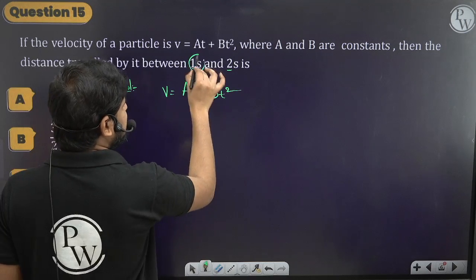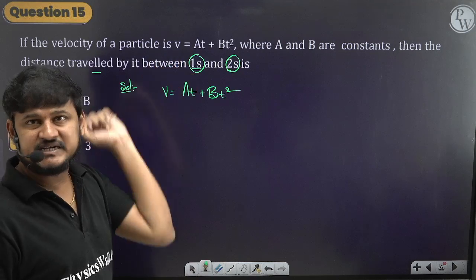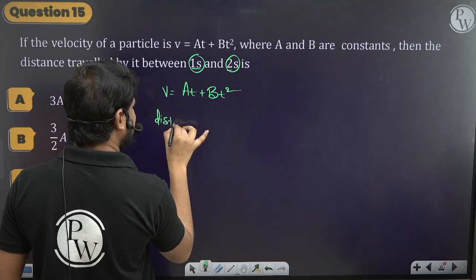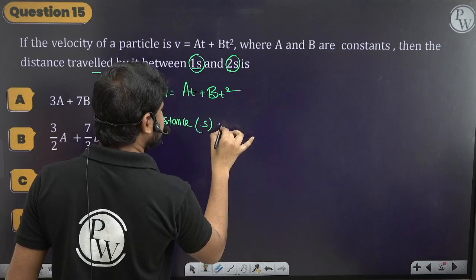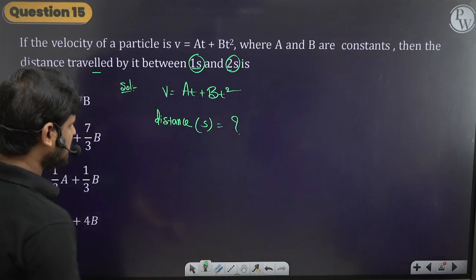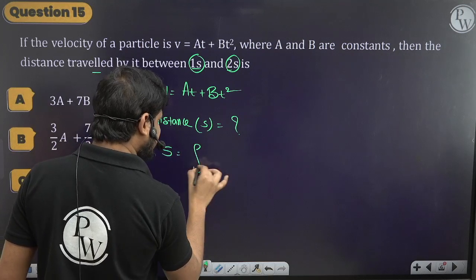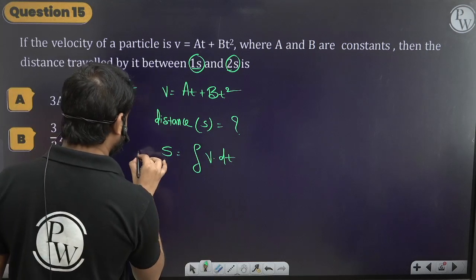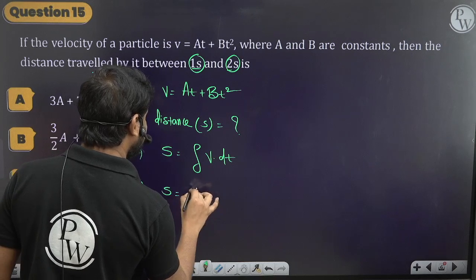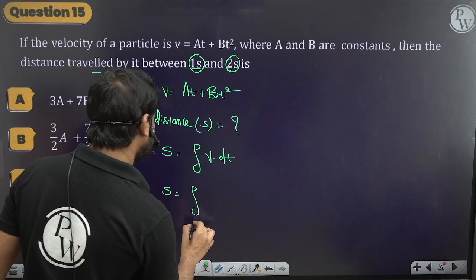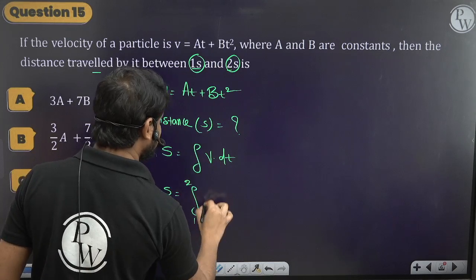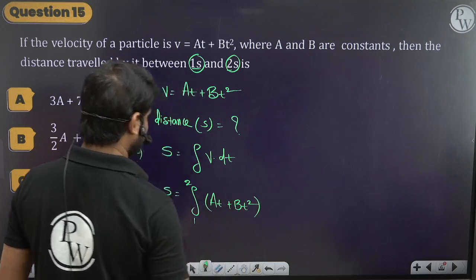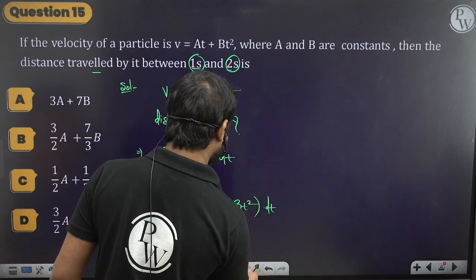So what are these 1 second and 2 seconds? These are the limits of integration. We have to find the distance traveled. Let the distance traveled be s. We know that s is equal to the integration of v dt. So s is the integration from 1 second to 2 seconds. What is the velocity function? at + bt², times dt. Now let's do the integration.